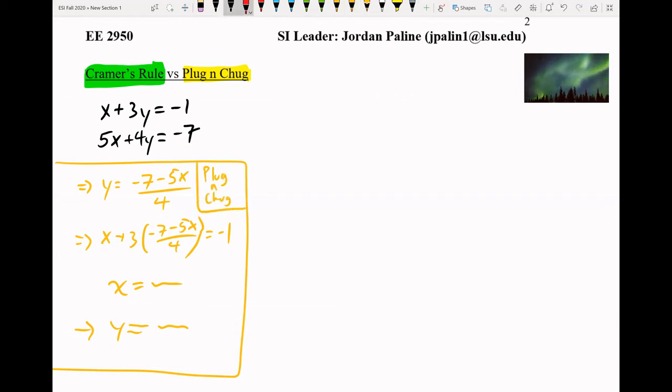What I want to show you is Cramer's rule and what Cramer's rule looks like. So Cramer's rule involves using matrices. So what does that look like? If we were to take the x's and the y's, and we took our constant values and we put them in matrices, we can actually go through and solve for the unknowns. So let's see what that looks like.